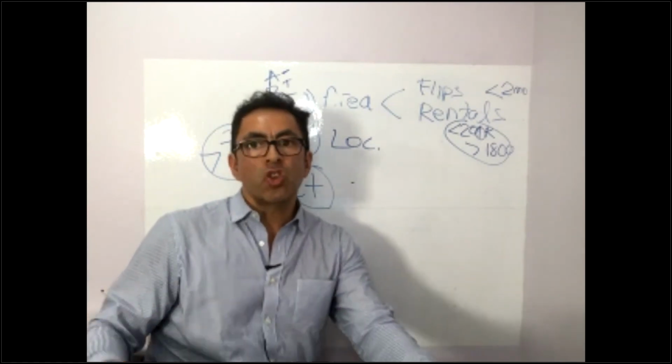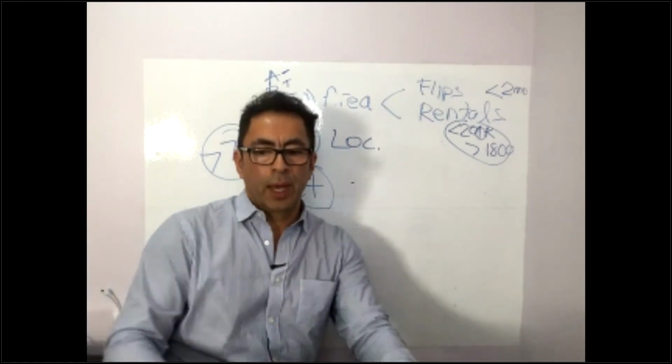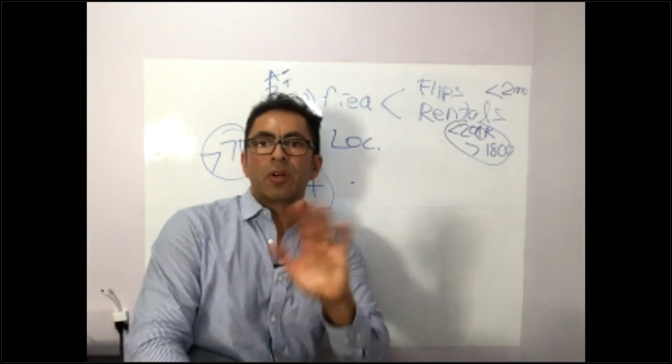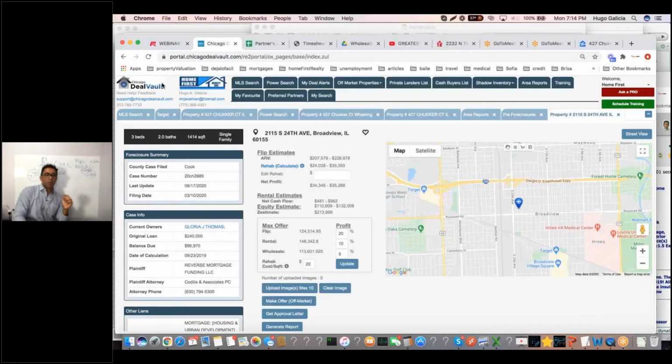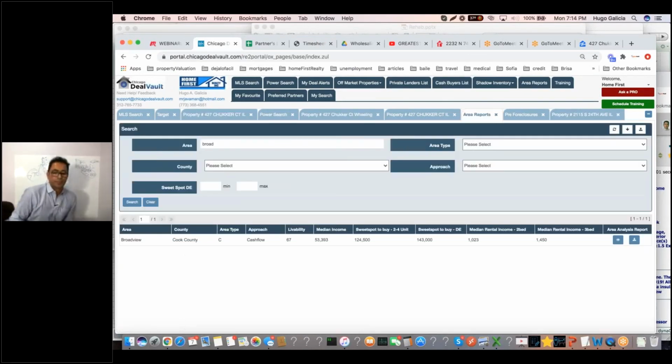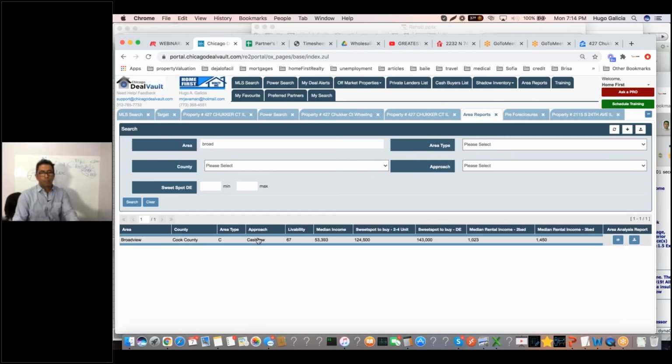But again, I want to summarize what you need to focus on, okay? So number one, you've got to understand the area. What does the area support? Will it support my flips, okay, or not? So when you go to the area reports, all you need to know is right here, I'm showing on the screen: the first column is the area, second the county, third the area type. So here is C, and then cash flow approach. So that means it supports rentals.